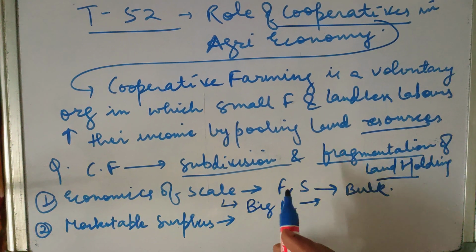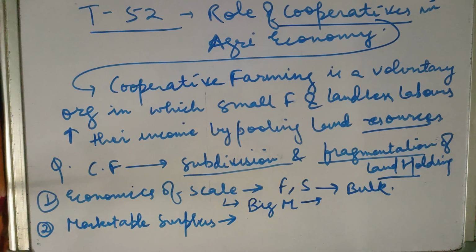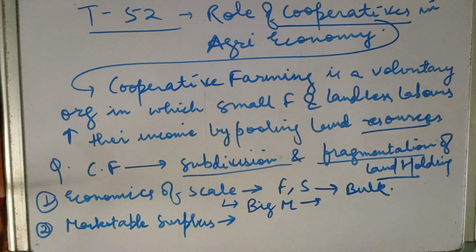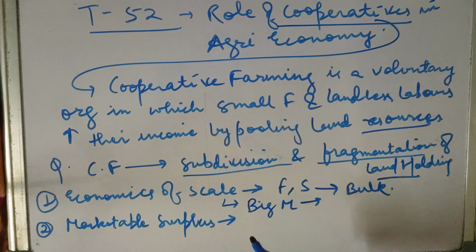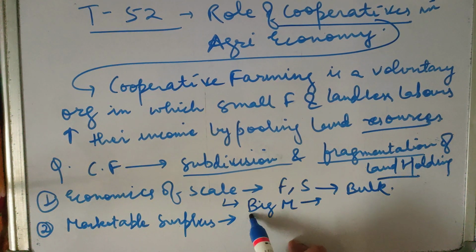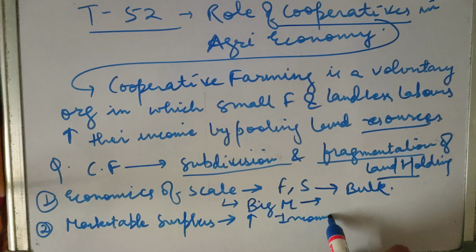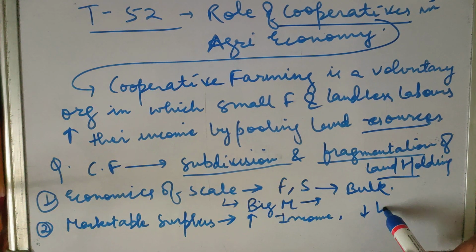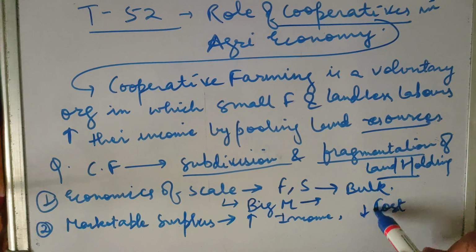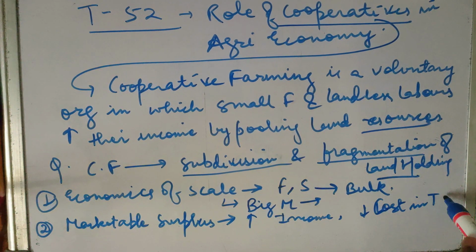Then marketable surplus. What happens here? All farmers send their produce or grain at one time. Hence, when they send their grains at one time, they get high income and also low costs in transportation and storage.